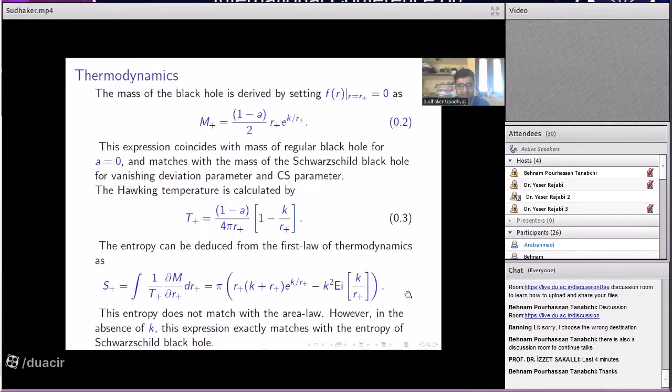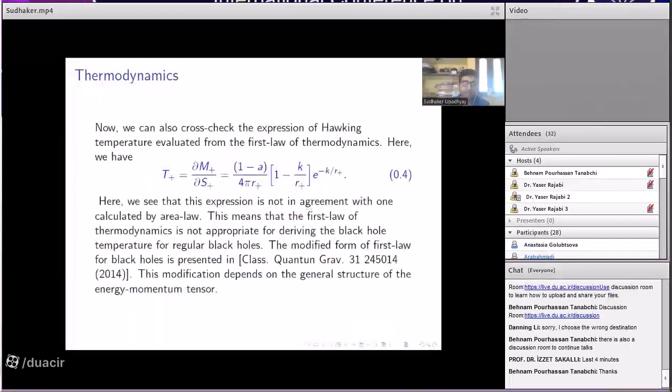So this is the entropy, temperature, and mass satisfying the first law of thermodynamics. And now you see, we basically cross-check the expression of Hawking temperature calculated from the first law of thermodynamics and through the area law, so that we can justify whether our black hole solution satisfies the conventional first law of thermodynamics or not.